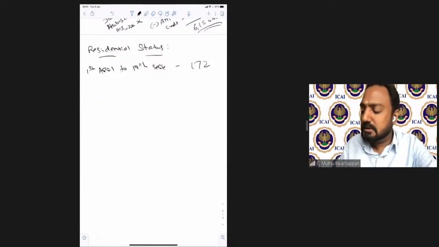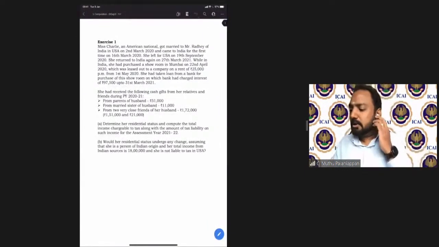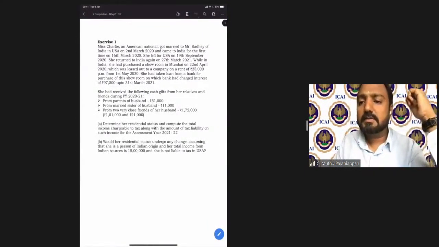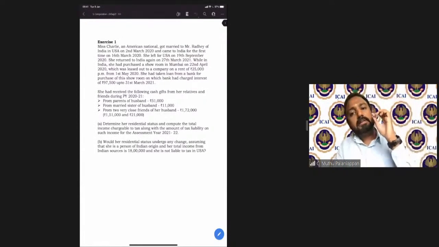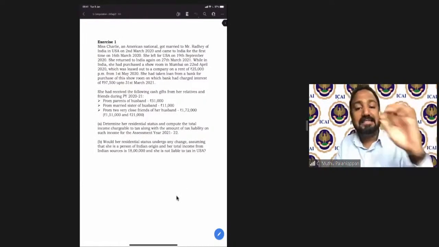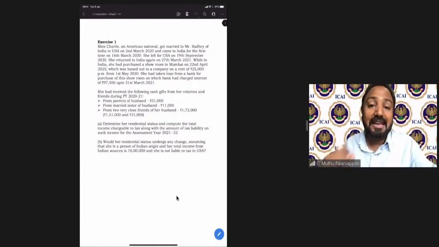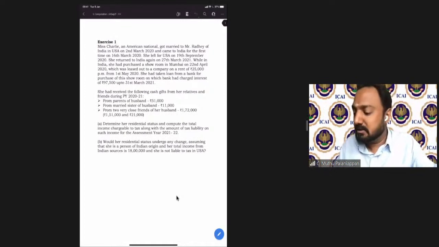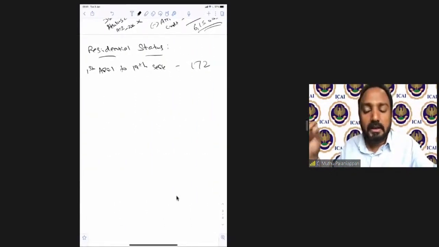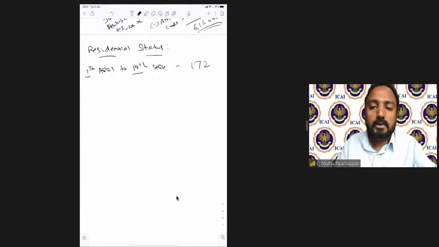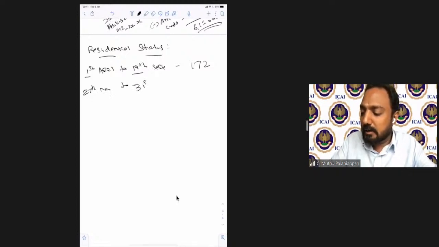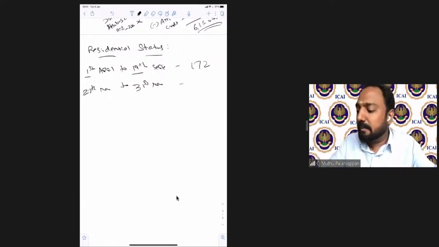And then she again comes back on 27th March. With respect to residential status, we need to understand that both the days of being in India are relevant to be considered as staying in India, both the arrival date and departure date. That's why we have included 1st April and also 19th September. And then the next period is 27th March to 31st March. We are only calculating for this year, of course. So 27 to 31st March is 5 days. So the total is 177 days.